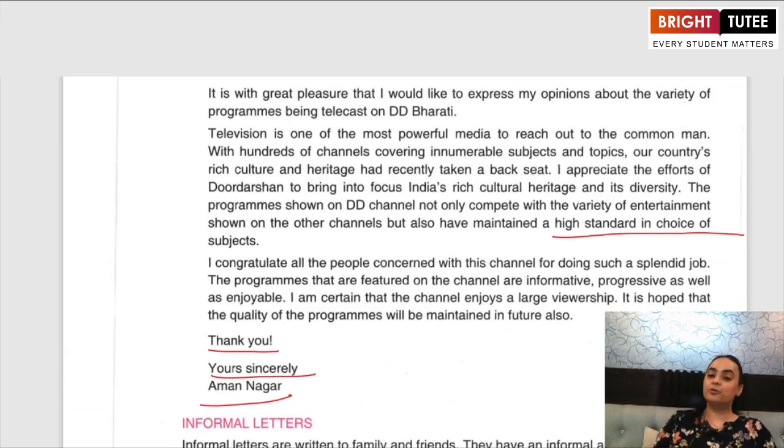So you see 3 paragraphs, no matter what. First was the introduction wherein you introduced to them or told them about the reason why you wrote this letter.